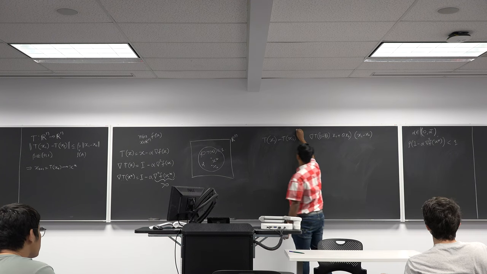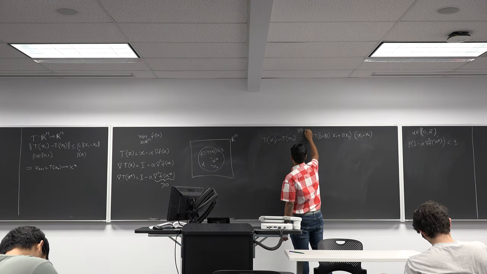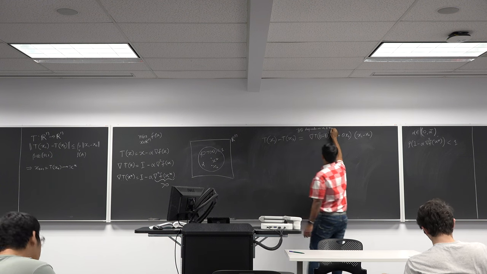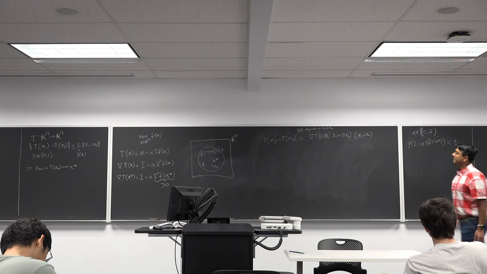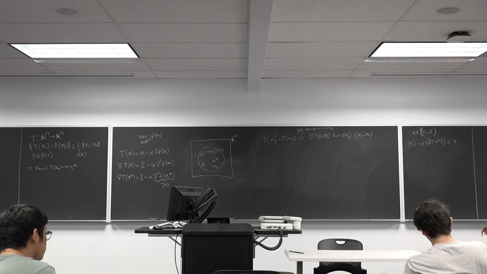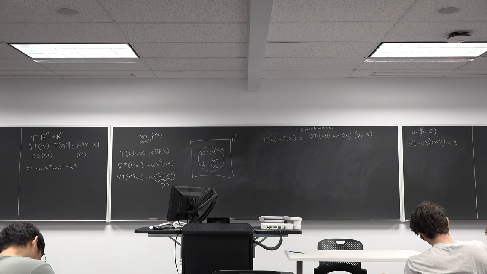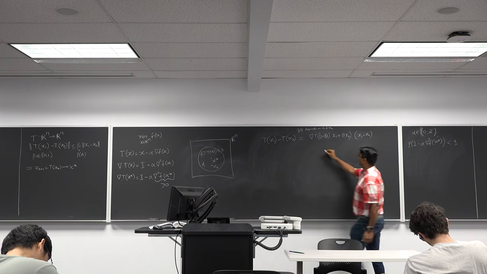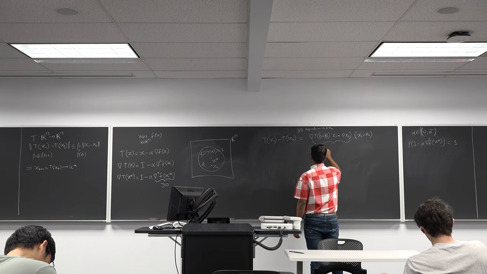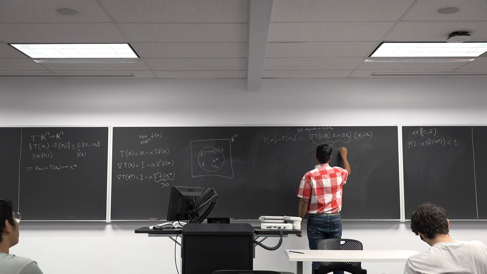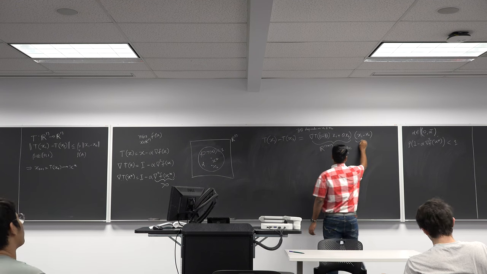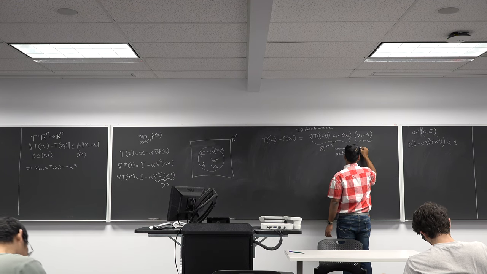There exists a theta that depends on x1 and x2. This is the usual mean value theorem. So for every x1 and x2, there exists a theta that depends on x1 and x2 so that T of x1 minus T of x2 satisfies this expression. So this is an n cross n matrix. This is your difference.